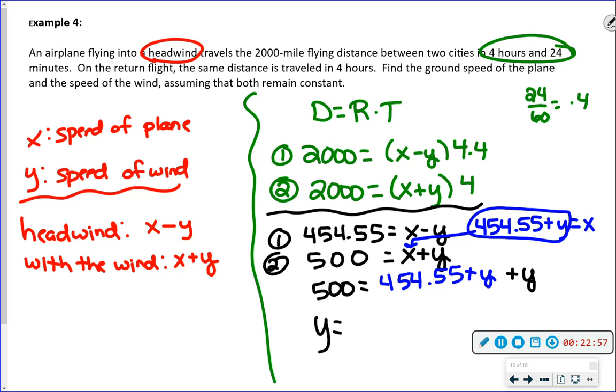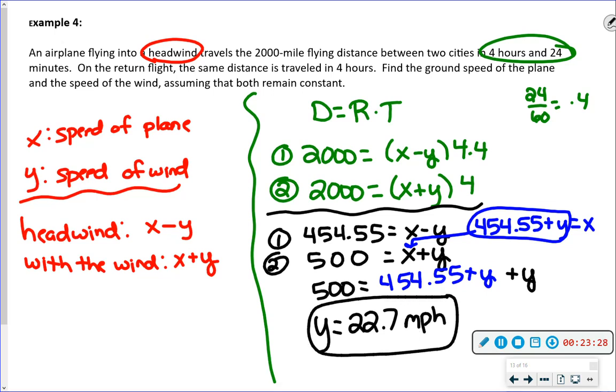Subtract 454.55 off, right? And then divide by 2. 22.725. Let's round to the tenth. Let's go 22.7. Which makes sense to me, because remember, that's the speed of the wind. Doesn't that seem like a rational speed for wind? 22.7 miles per hour? Okay.